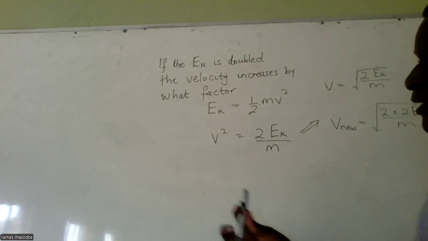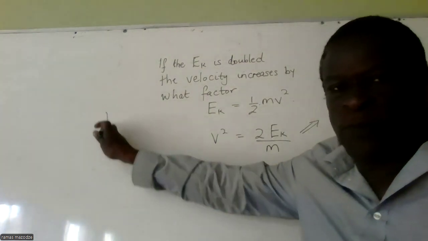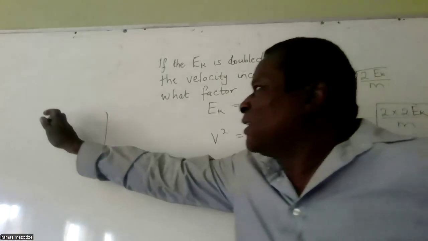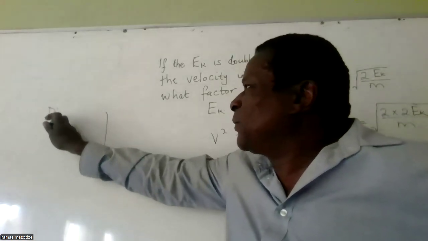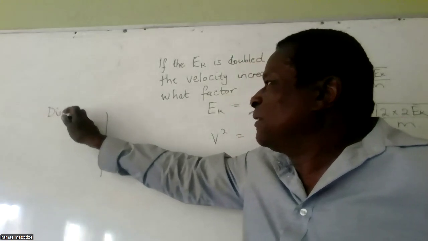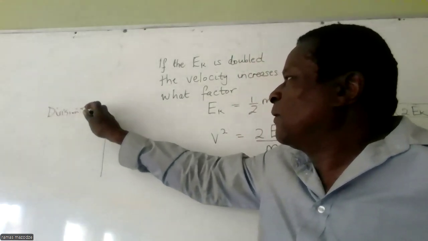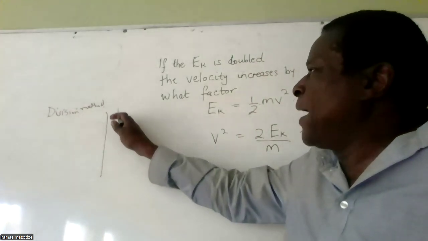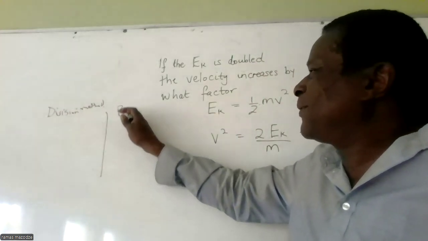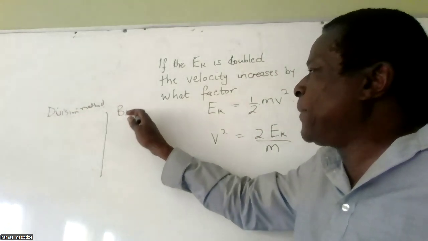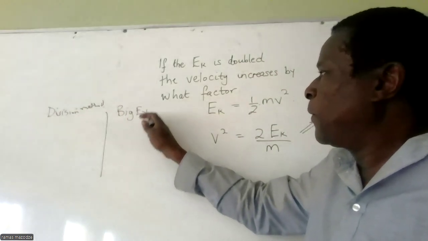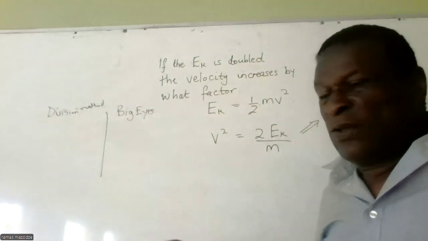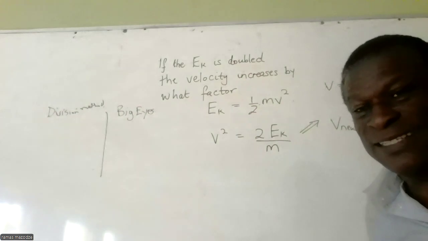The first method I call the division method. The other method that you can use, I call the big I's method. So let's start with the big I's method. I think it's a lot easier.